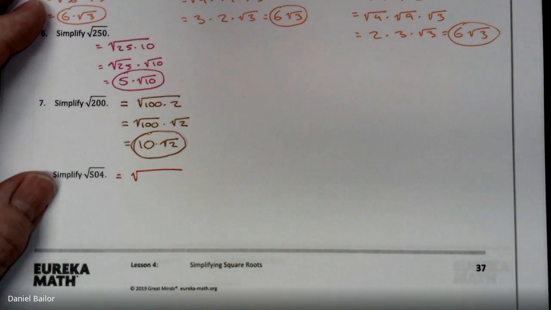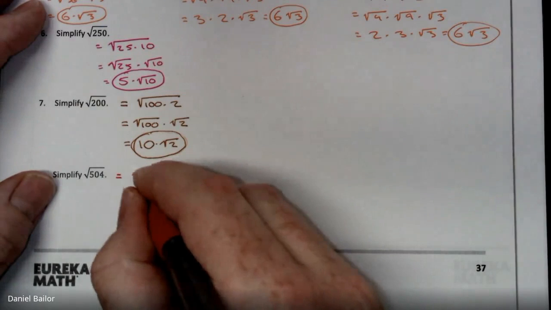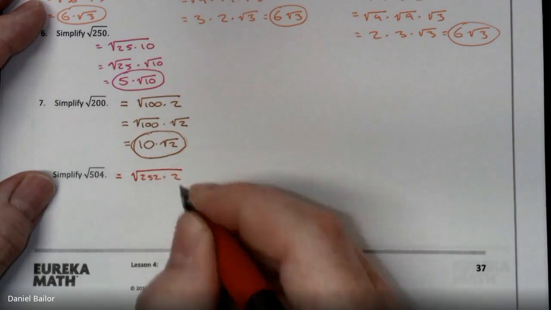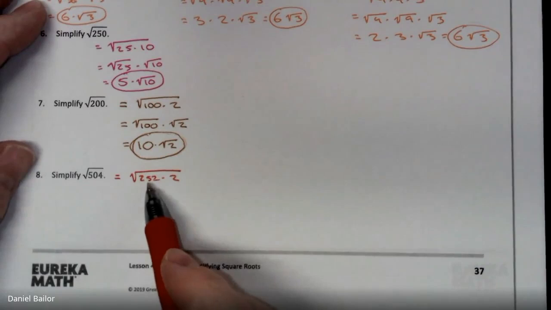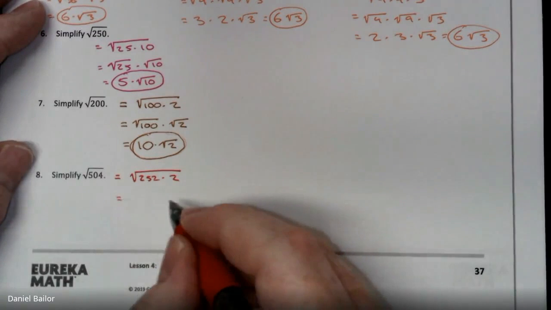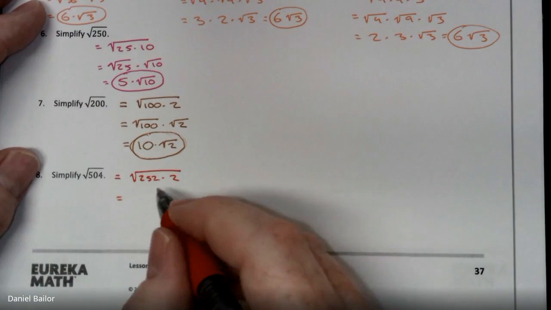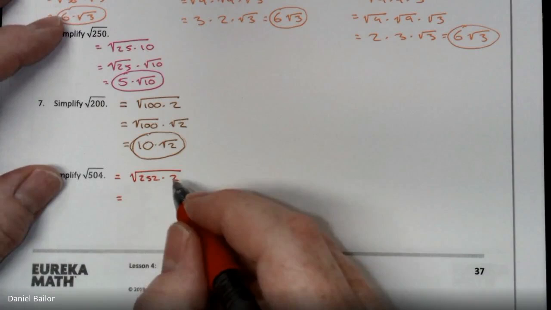252 times 2 makes 504. I'm sorry, 252 times 2. So I get 252 times 2. Well, that's still not simplified enough for me to work with. So let's pull out something else. Let's pull out another 2.